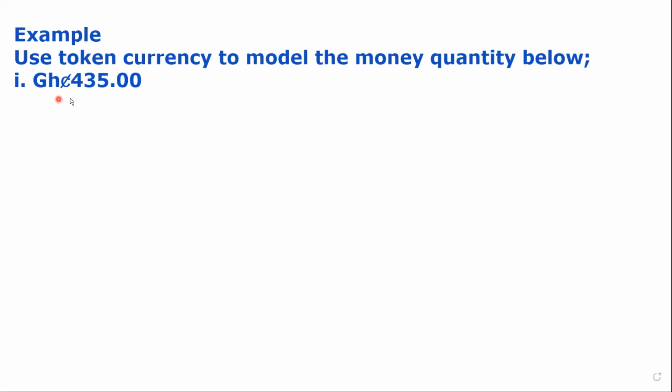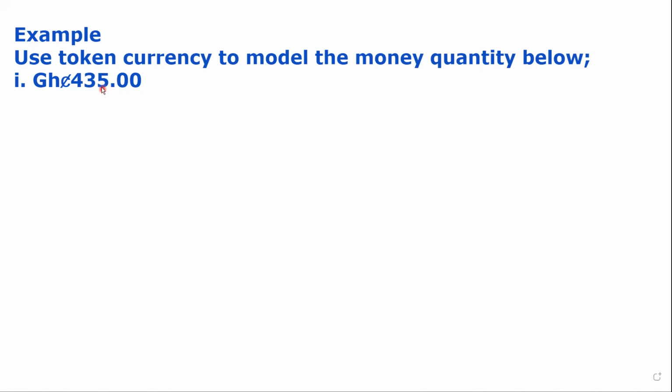So let's check the last digit of this amount here. The 435 ends with no zero. The 0.00 here, they are pesewas, so they are not part of the currency quantity of the amount here. The amount here ends with only 5. So this 5 here means you are going to start your minimum notes with 1 Ghana cedi.